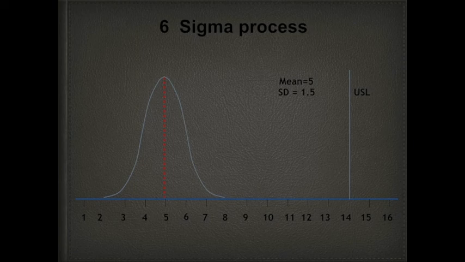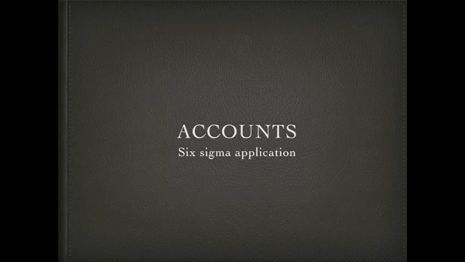Now using this understanding, we are going to learn 6 sigma in different industries. Let us see the first industry or the vertical, that is accounts. Let us see now how we can implement 6 sigma in the accounts vertical.